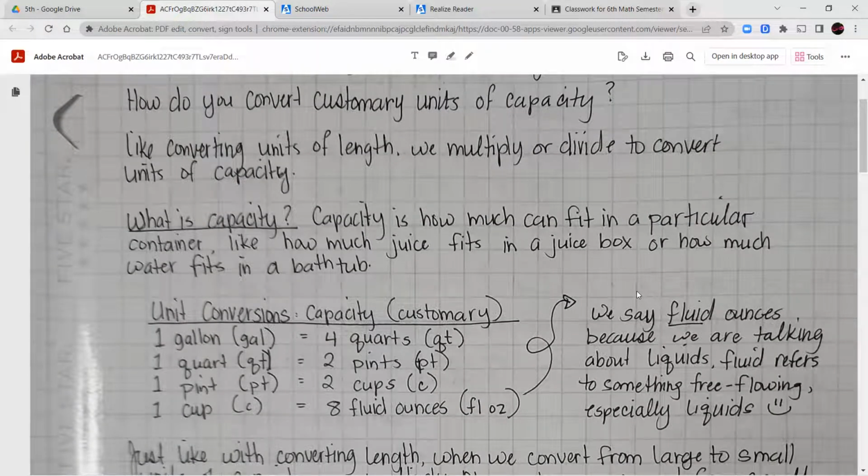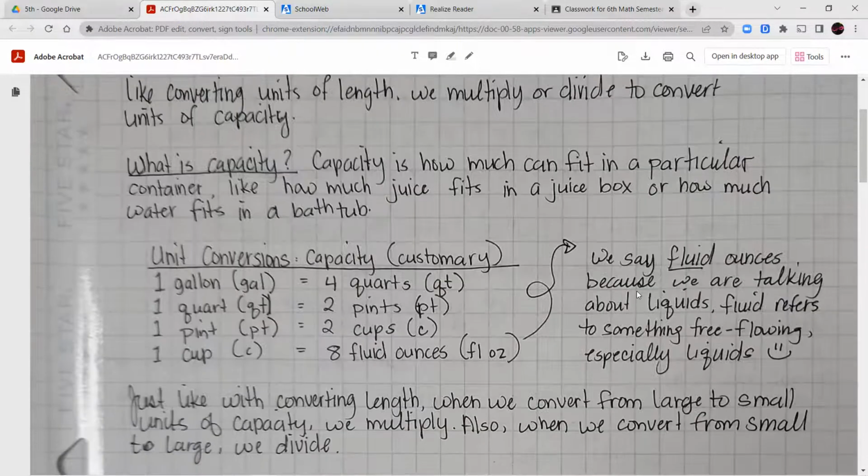What is capacity? Capacity is how much you can fit inside a particular container, like how much juice fits in a juice box or how much water fits in a bathtub. You're measuring the capacity. How much can you fill it up with until it's completely full?